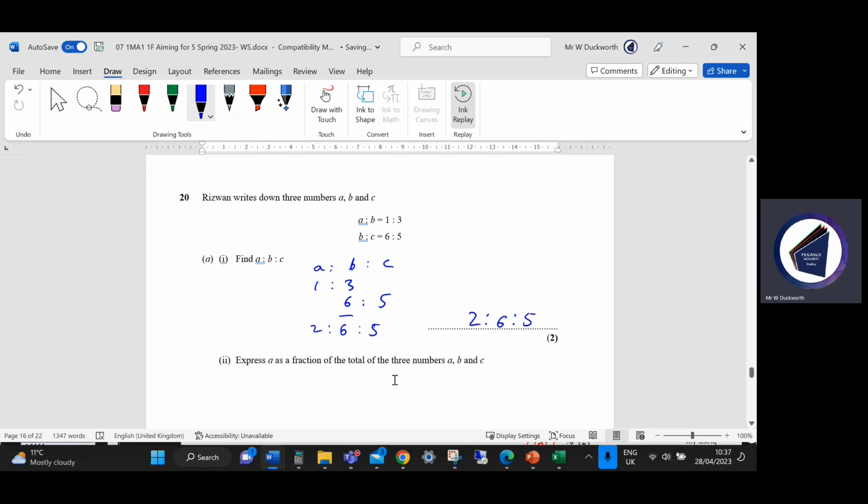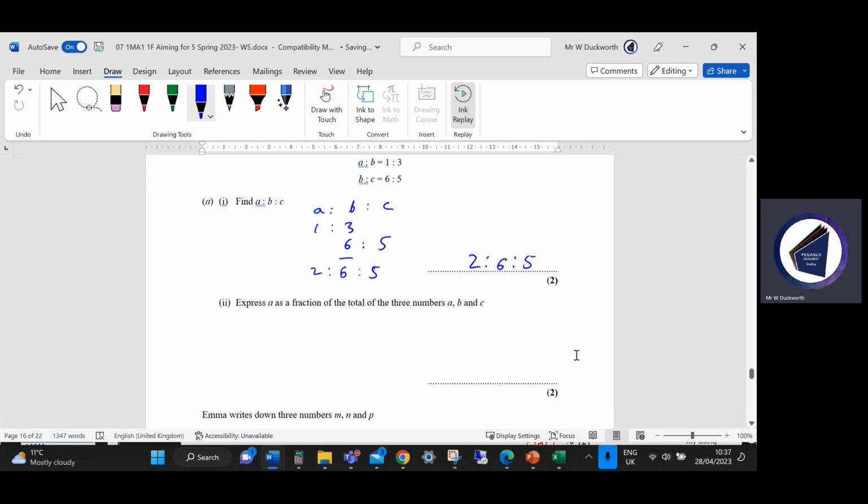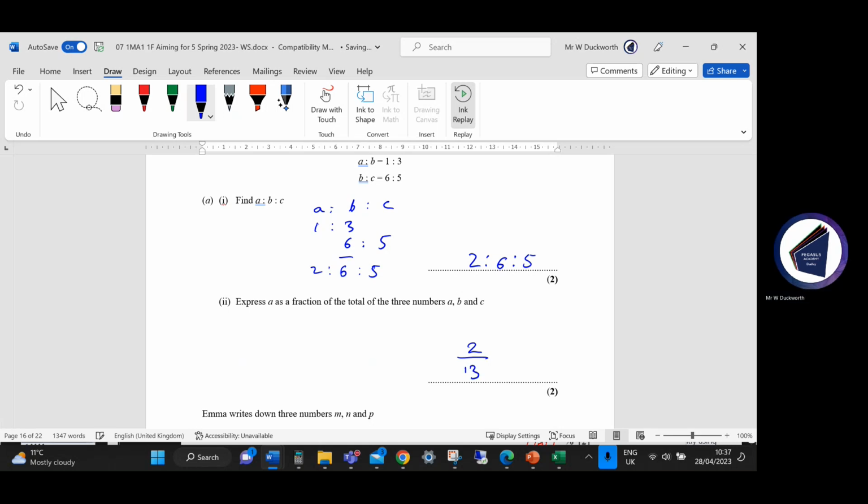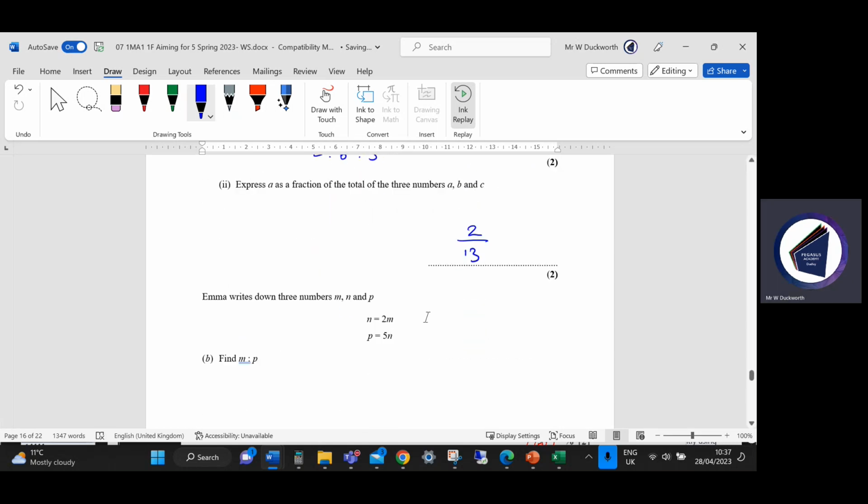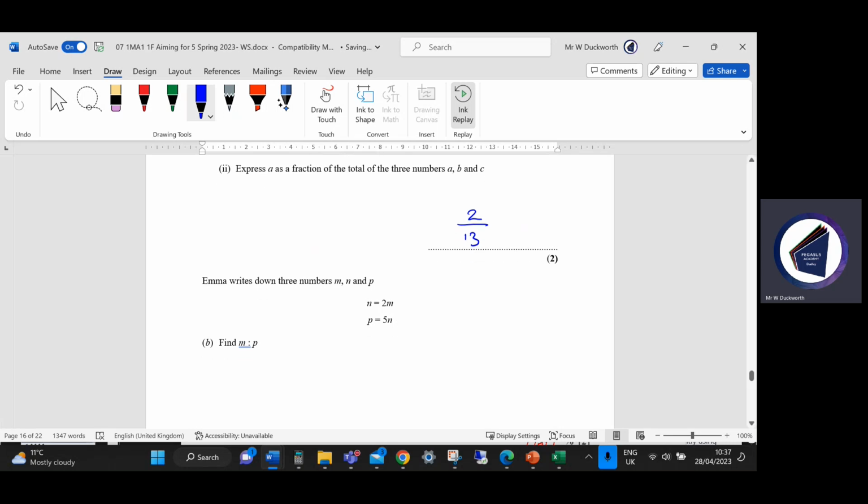Express A as a fraction of the total of the 3 parts. So A is 2. So we're looking at 2 out of the total number of parts, which is 13. So 2 out of 13. Emma writes down 3 numbers, M, N, and P. Find the ratio of M to P. Okay, right.